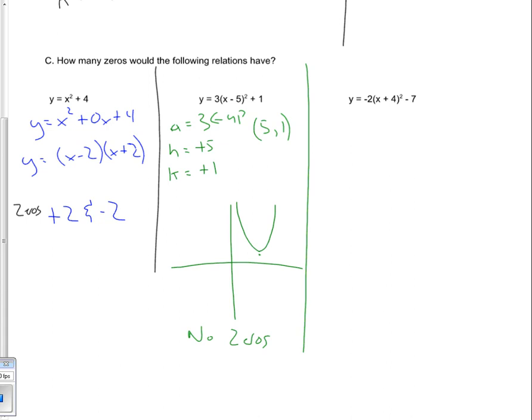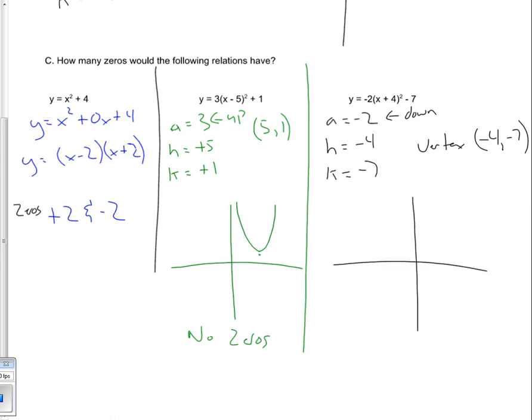The last one, again, is given to us in vertex form. And so we can again identify our A value, which is -2. Our H value is -4, and our K value is -7. So the vertex is -4, -7, and the A value is negative, so it opens down. So if I just quickly graph it, since the vertex is somewhere down here, and since it opens down, I know that this also has no zeros.